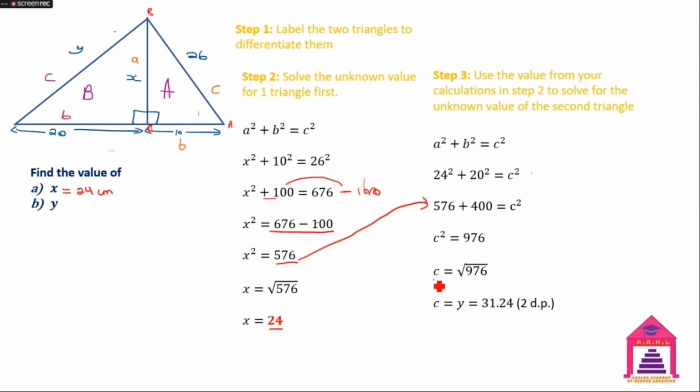Of course, we want to know the value of C. So it's the square root of 976, which is 31.24. When you are given a decimal, always try to put it to 2 decimal points. Right? So Y is equal to 31.24 centimeters. Alright. So you want to pause here again.